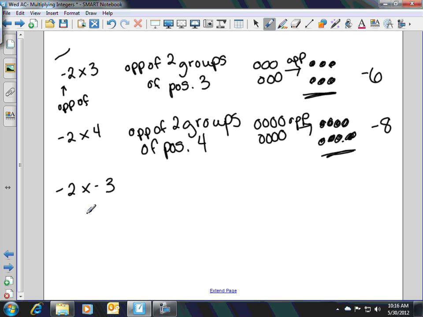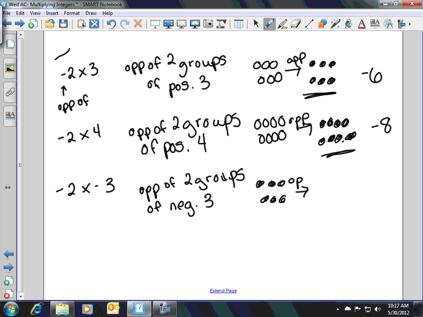Now, again, this negative sign still means opposite of. So this is going to read opposite of 2 groups of negative 3. So we needed 2 groups of negative 3 to start with. But remember, we wanted the opposite of that. So that's going to become 2 groups of positive 3. So notice your answer is 6.